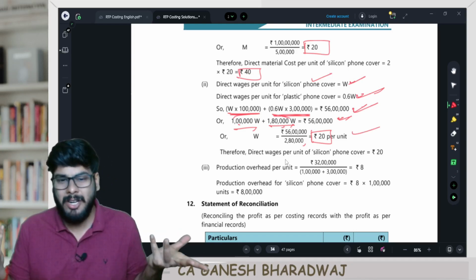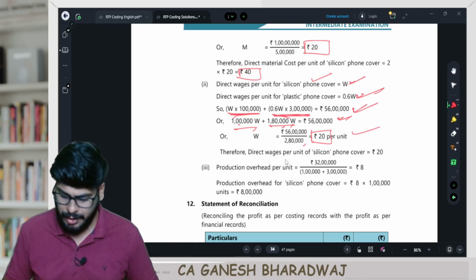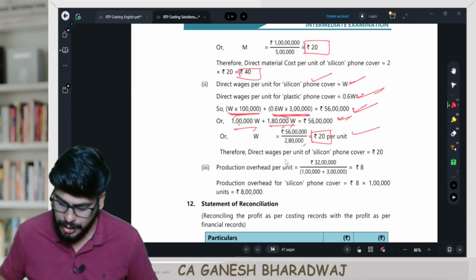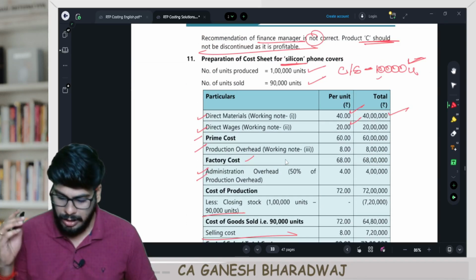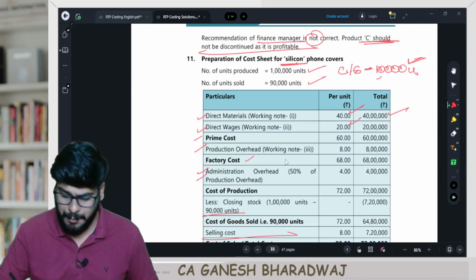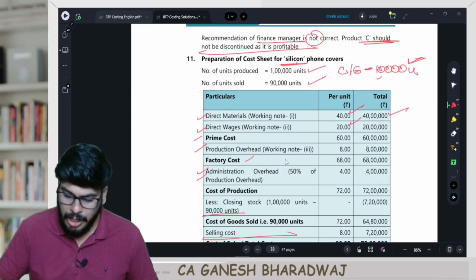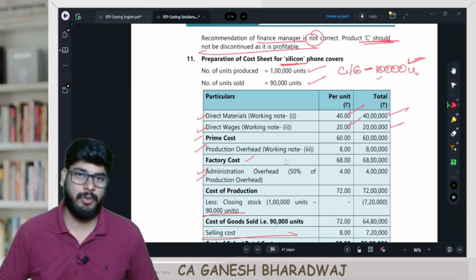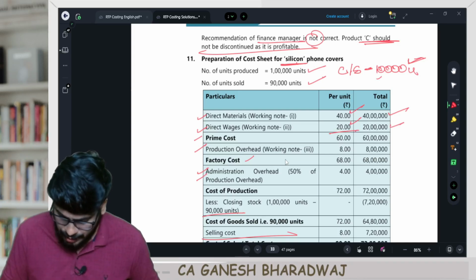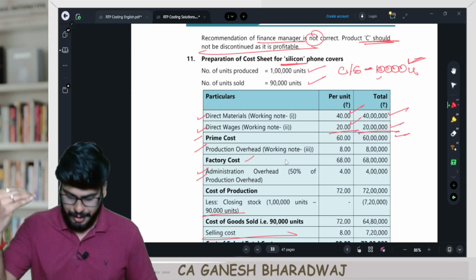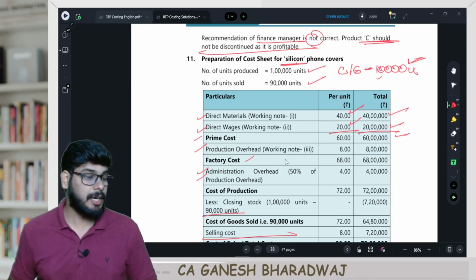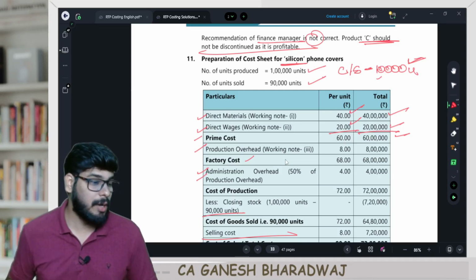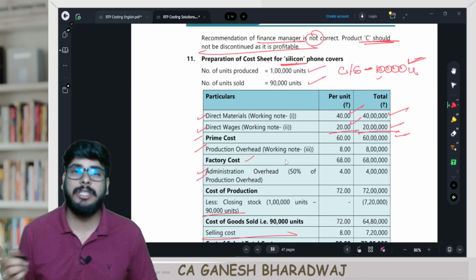For plastic, we need not calculate because it is not asked in the question. So directly you can just go up and update it here. 20 rupees is the direct wage cost per unit of silicon phone cover. So 20 into 1 lakh units, that's going to be 20 lakh rupees. You add up the two, 40 and 20, and 60 lakh rupees is going to be the total prime cost. The next one: the production overhead per unit was at the same rate for both types of phone covers.